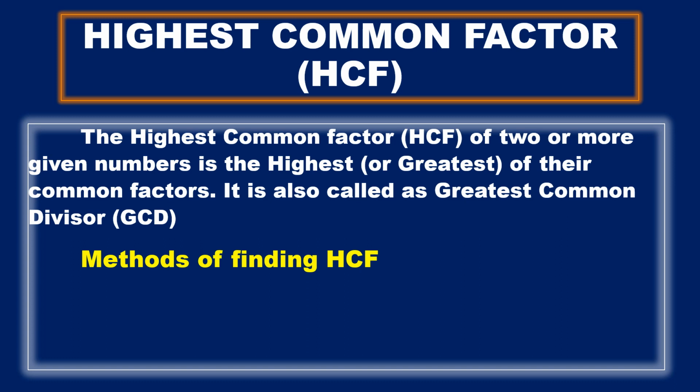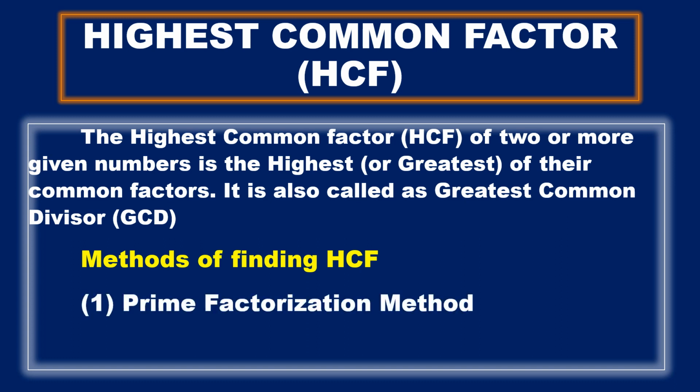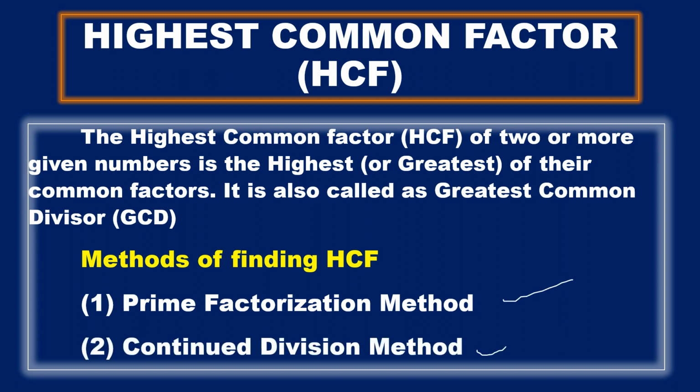So here are the two methods. The first one is the prime factorization method and the second one is the continued division method. Okay, so these are the methods which we use for finding the HCF. Let us learn one by one. The first one is the prime factorization method.